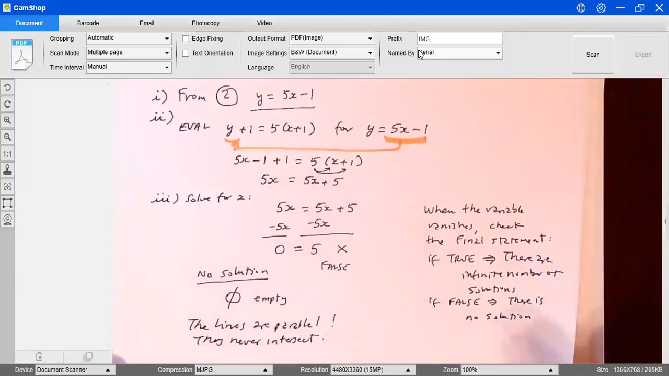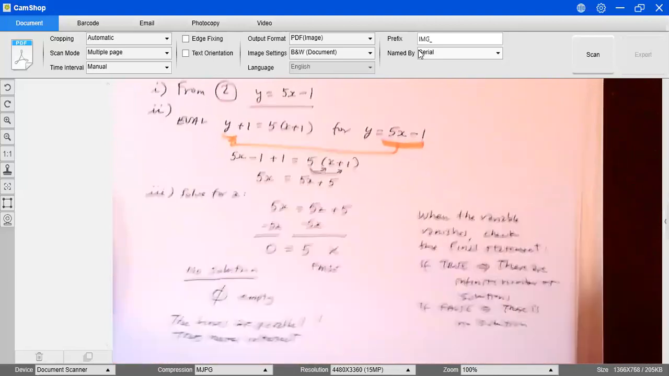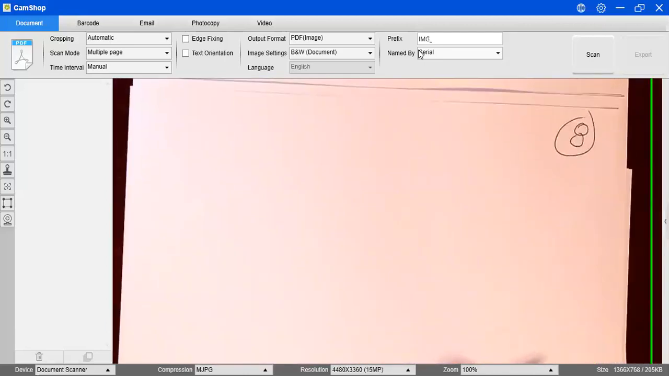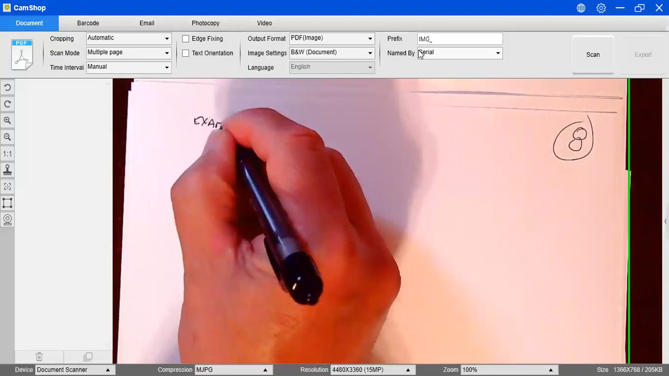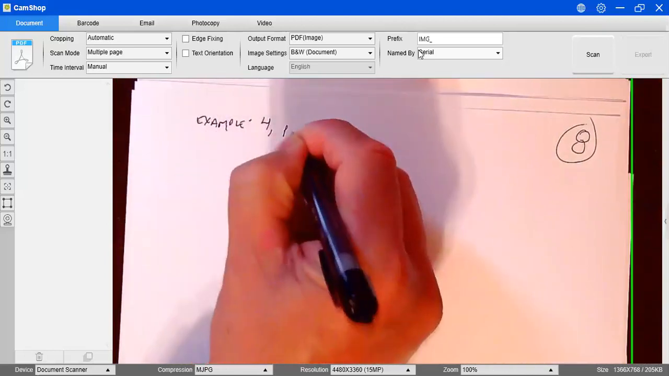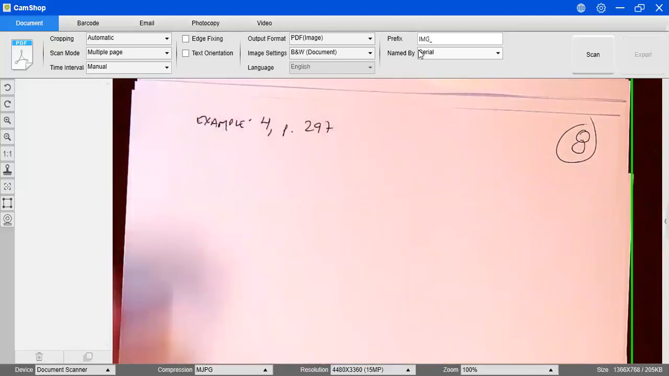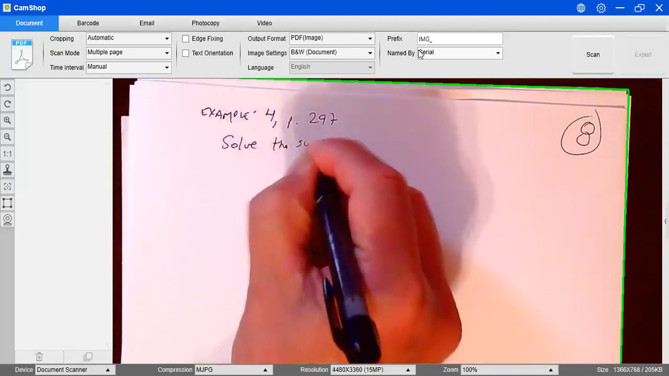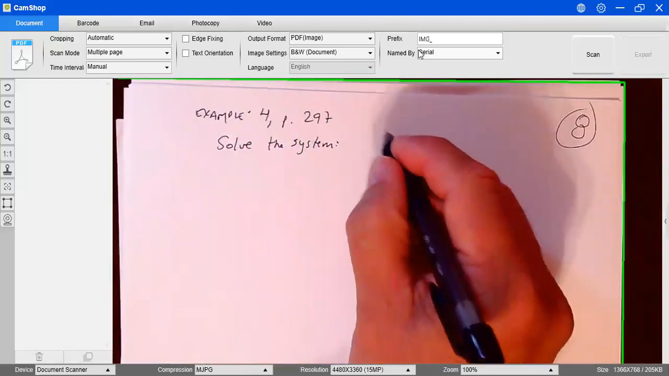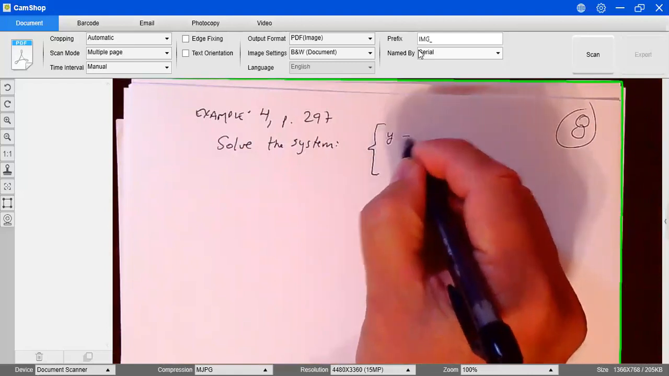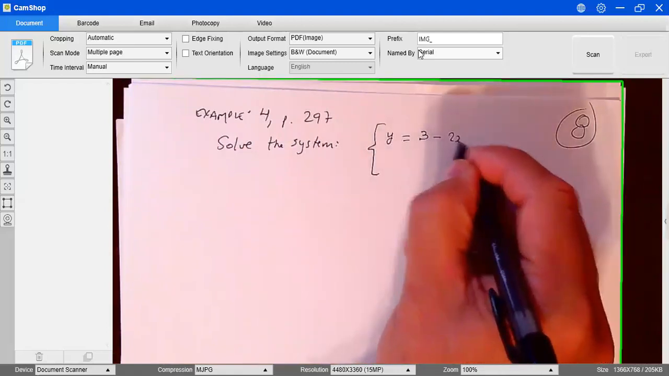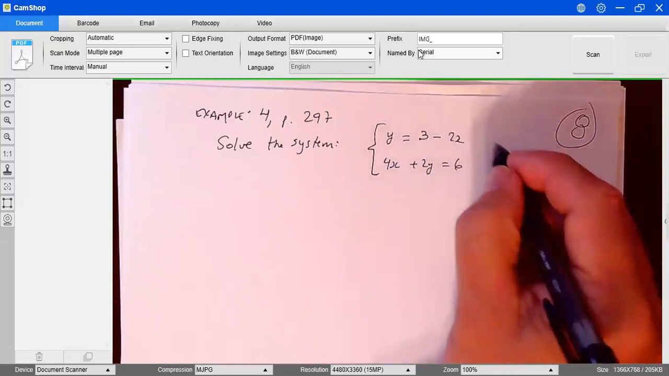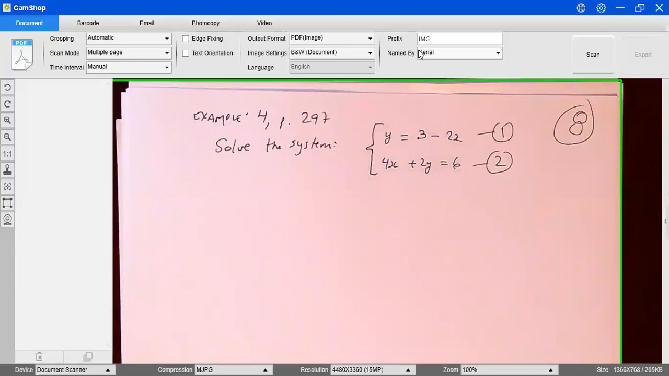So let's work one more example, and then you're going to have work to do. We're going to work example 4, from page 297. So we have another system. The system is y equals 3 minus 2x and 4x plus 2y equals 6. This is my equation 1, this is my equation 2.